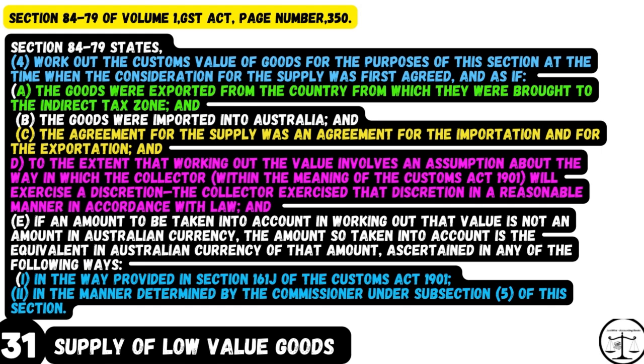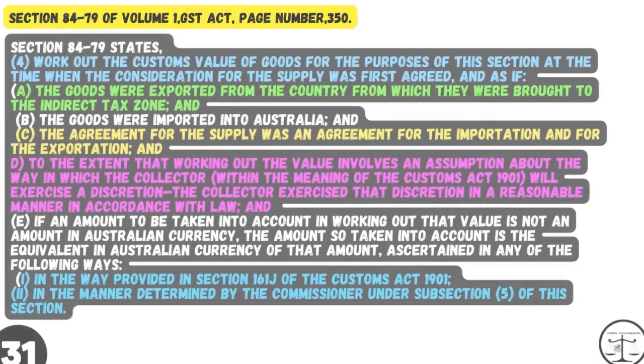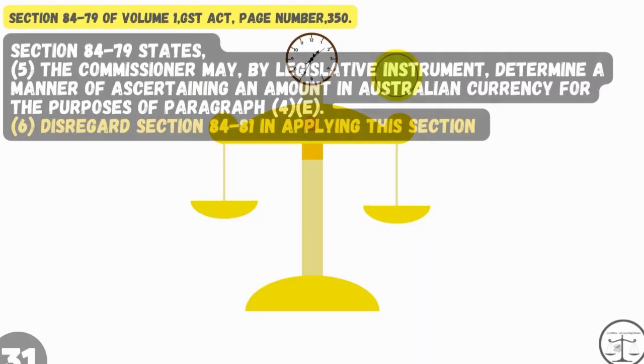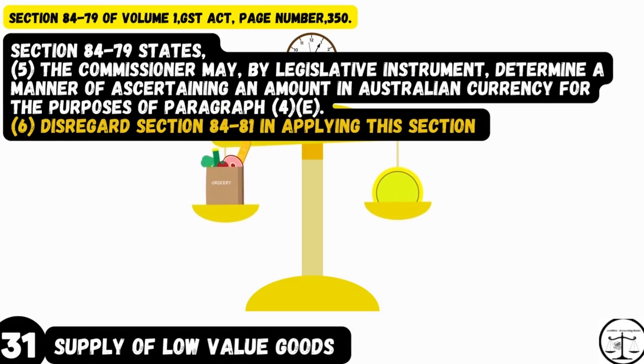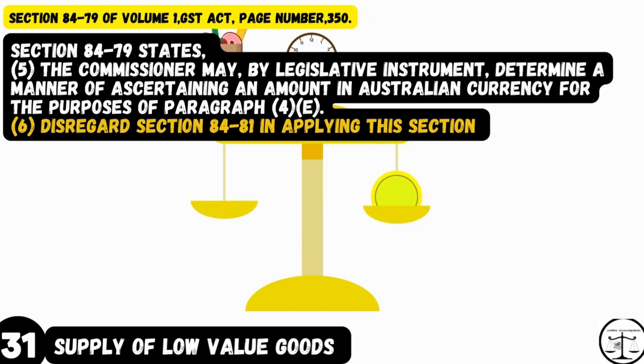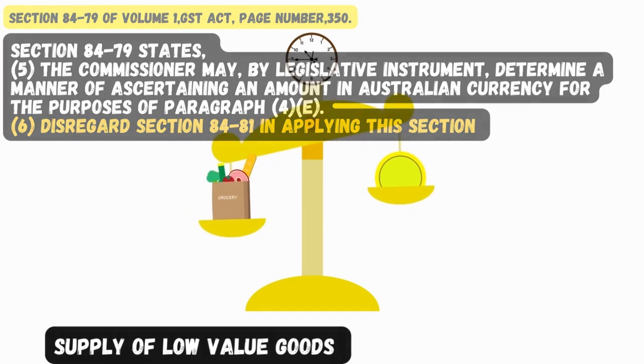If an amount to be taken into account in working out that value is not an amount in Australian currency, the amount so taken into account is the equivalent in Australian currency of that amount, ascertained in any of the following ways. 1. In the way provided in Section 161J of the Customs Act 1901. 2. In the manner determined by the Commissioner under subsection 5 of this section. 5. The Commissioner may, by legislative instrument, determine a manner of ascertaining an amount in Australian currency for the purposes of paragraph 4(e). 6. Disregard sections 84 to 87 in applying this section.